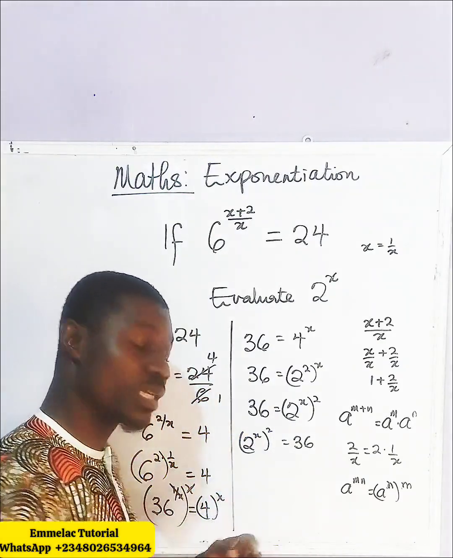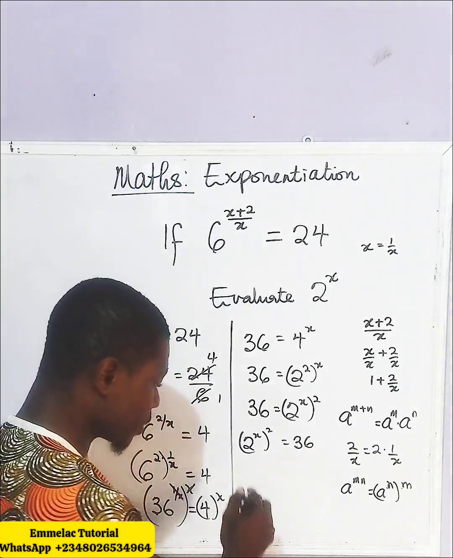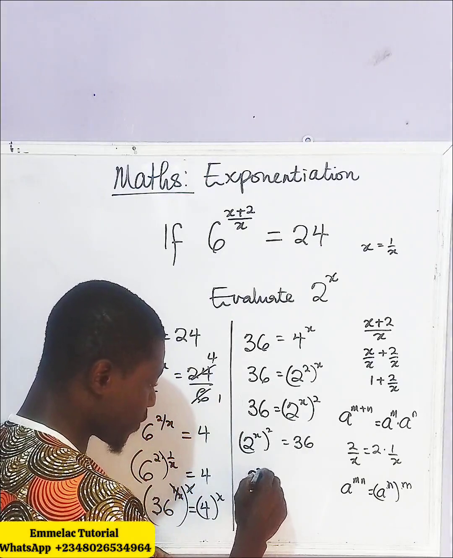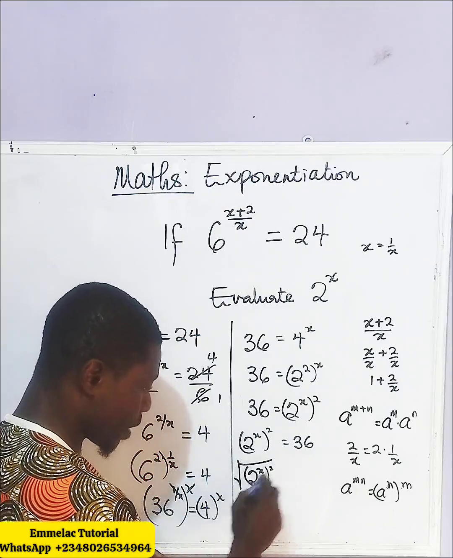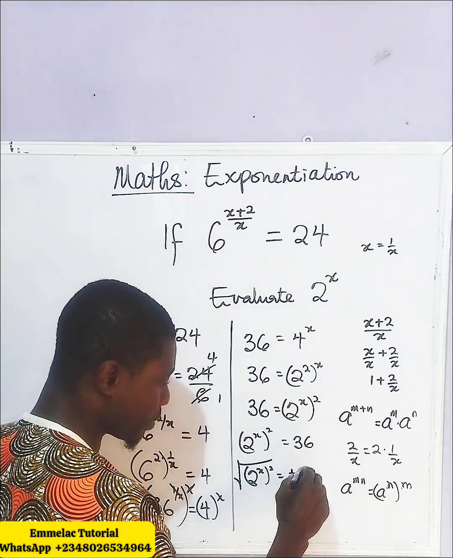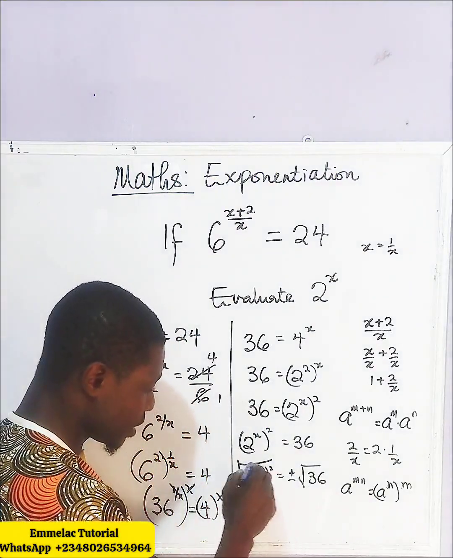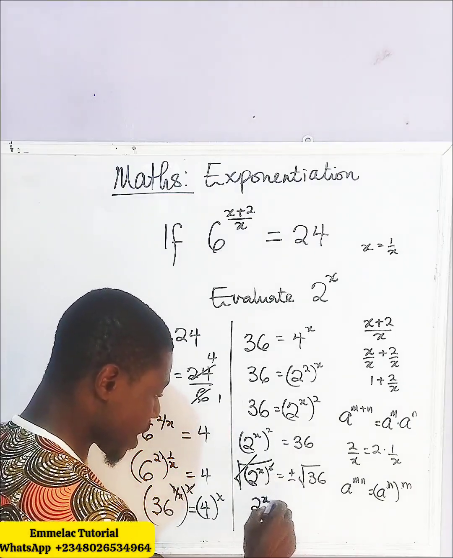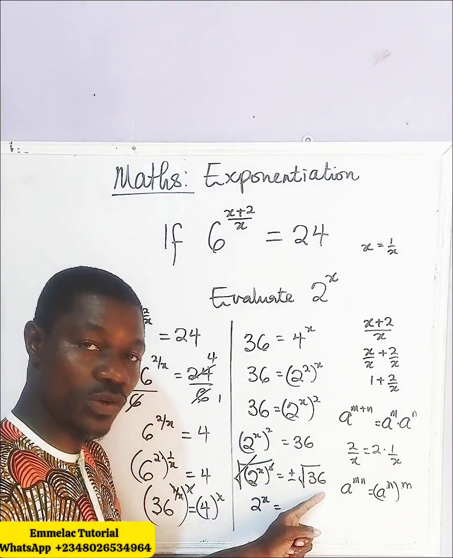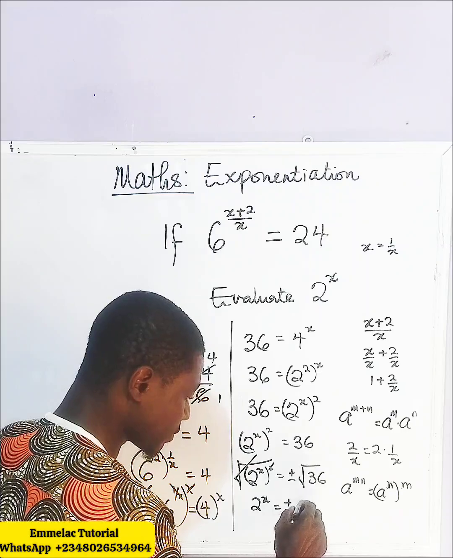At this point, let us square root both sides. By square rooting both sides, you have 2 raised to the power of x, all raised to the power of 2, equals plus or minus the square root of 36. The square root undoes the power of 2, so we are left with 2 raised to the power of x equals the square root of 36, which is 6. So here you have plus or minus 6.